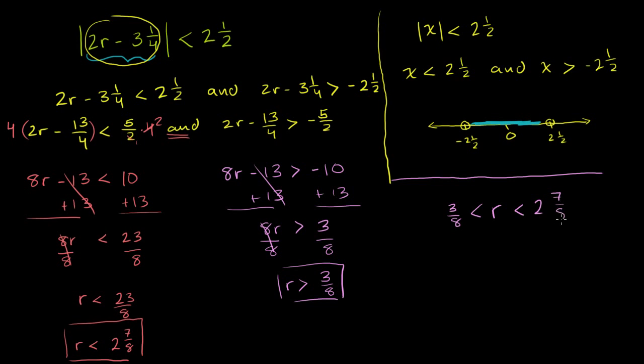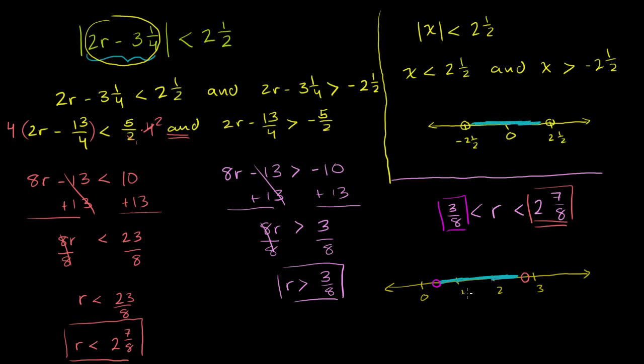So if we were to plot the solution on the number line, which I'm about to do, that's my number line. This is 0 right here. Maybe this is 1, 2, and 3. We have to be less than 2 7/8. Let's say that this is 2 7/8 right there. And we have to be greater than 3/8. Let's say that is 3/8, so it will be someplace right around there. And everything in between is a valid solution.